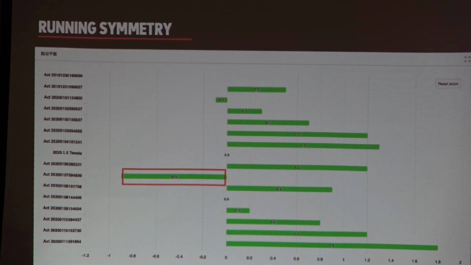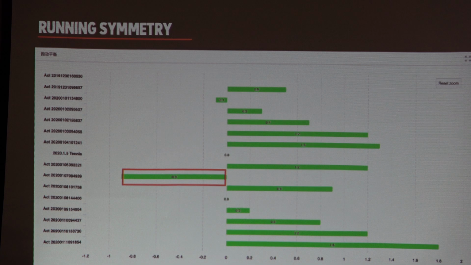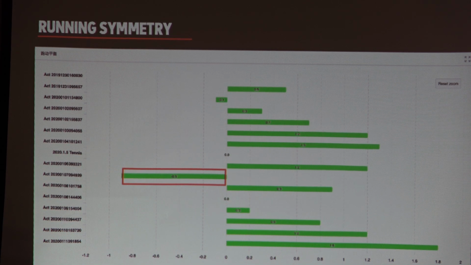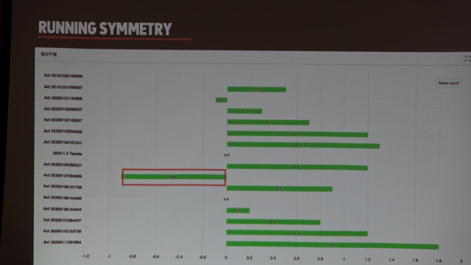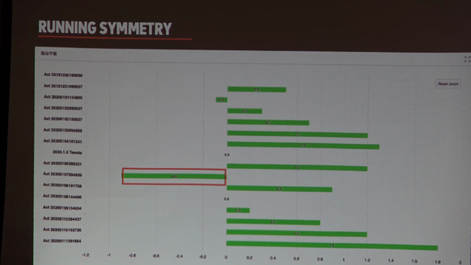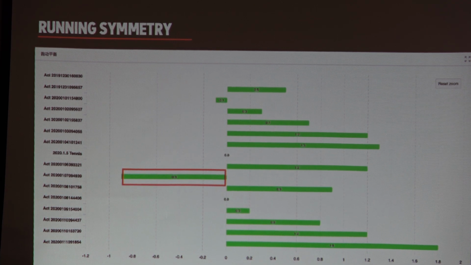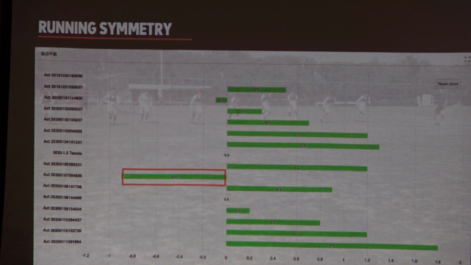So I was thinking maybe we can use running symmetry as an indicator of fatigue as well. Maybe when they are not fatigued, when they are not tired, there's no asymmetry, there's no imbalance. But when they get fatigued, they're leaning towards one side over time. So let's look at an example.